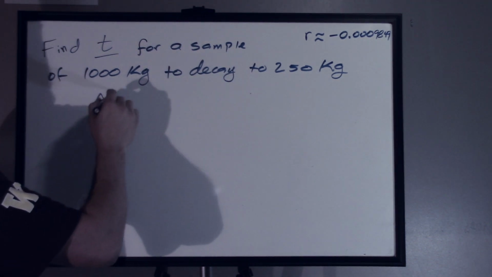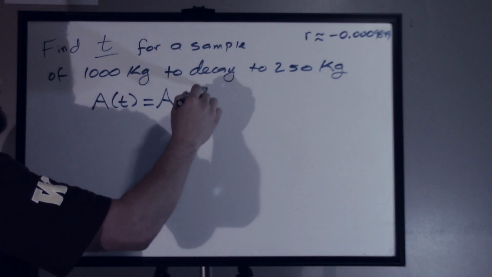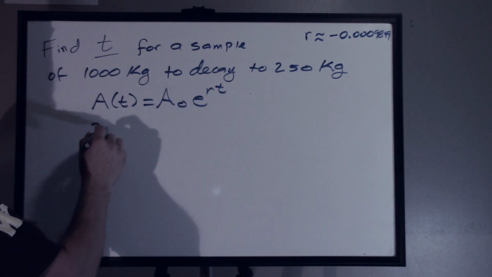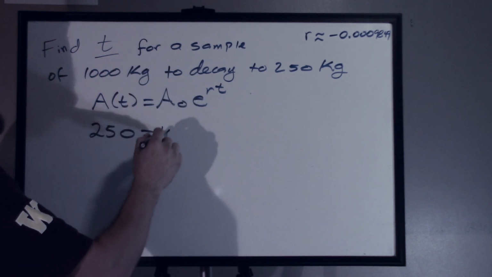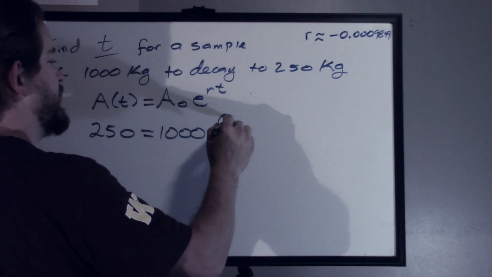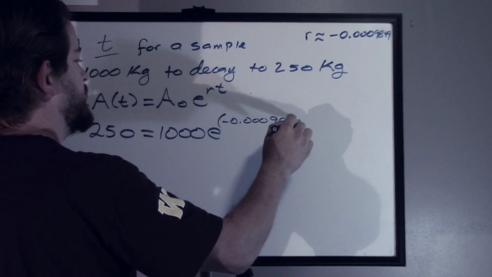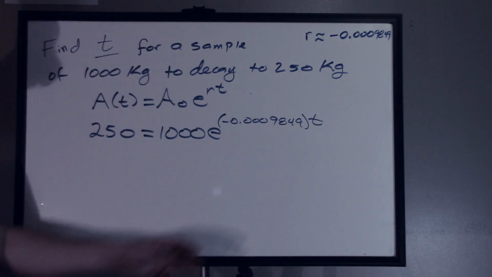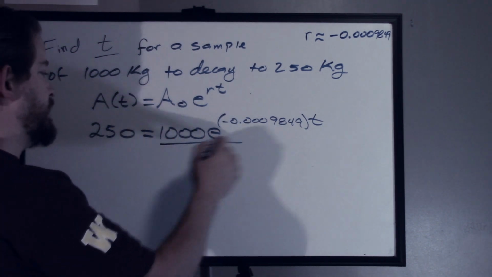Okay. So that is to say that my amount after however much time has gone by is 250. So in this equation, the amount after some time is 250. The initial amount here is 1,000. R, I know, is negative 0.000989, and then that gets multiplied by t. So I need to pull this t out of the exponent. So I'll divide each side by 1,000.